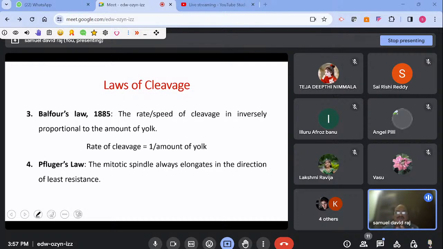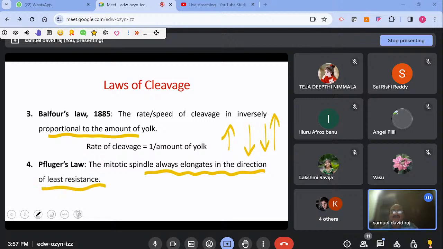And Balfour's law is all about the rate of cleavage. So the rate or speed of cleavage is inversely proportional to the amount of yolk. That means if yolk increases, rate of cleavage decreases. If yolk decreases, as in case of microlecithal eggs, it is very rapid, so that the cleavage rate is said to be increasing. And Pflüger's law suggests that the mitotic spindle always elongates in the direction of least resistance. So mitotic spindle occurs in the direction of least resistance, means where there is no yolk, where there is active cytoplasm. That is what these four laws tell us about cleavage.